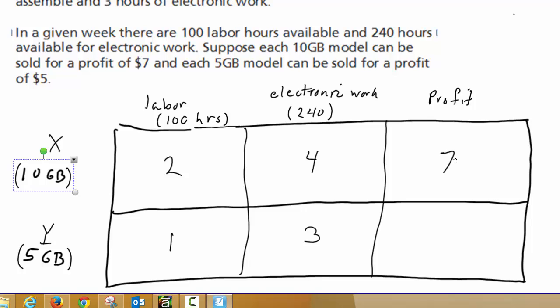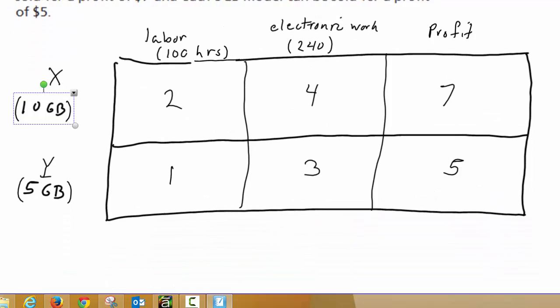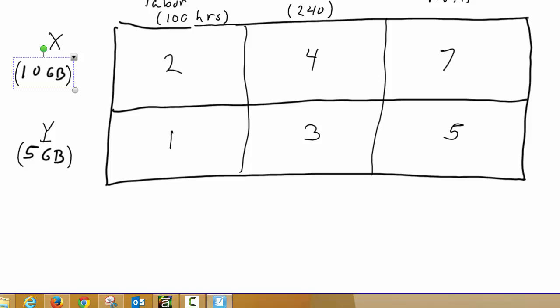And each 5 gigabyte model can be sold for a profit of $5, and so 5 goes there. So once we've actually constructed a chart like this, a mixture chart, the rest of it is actually pretty easy to do. So we need to write down some linear inequalities that describe this situation. Well, what do we know?